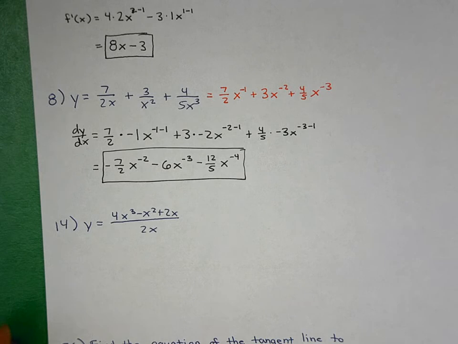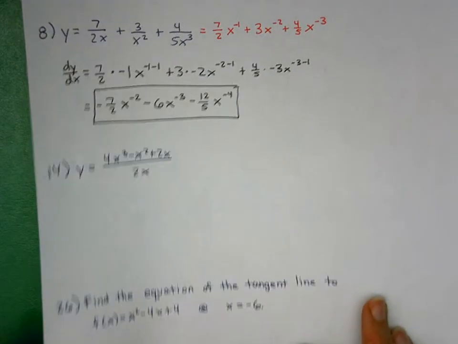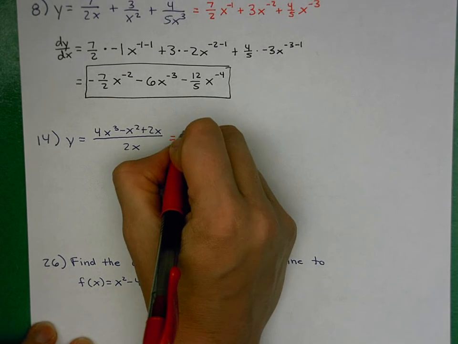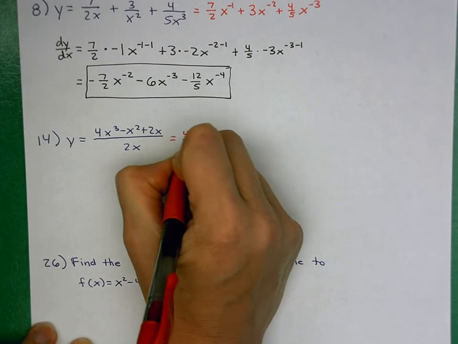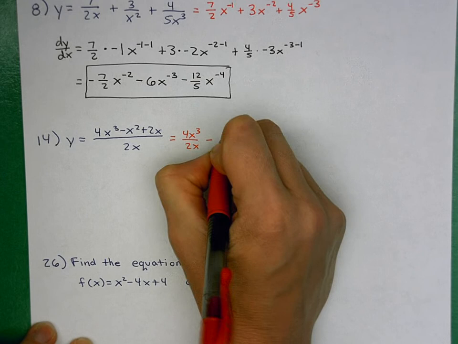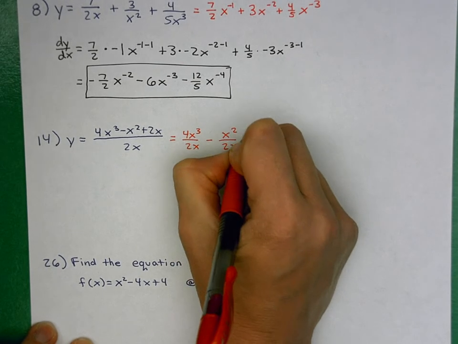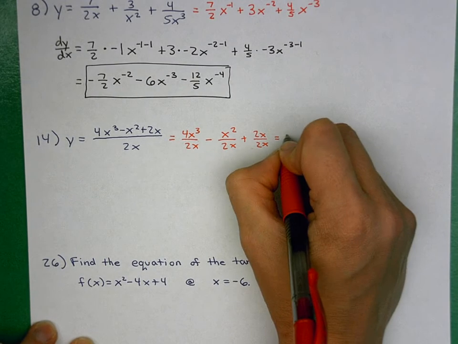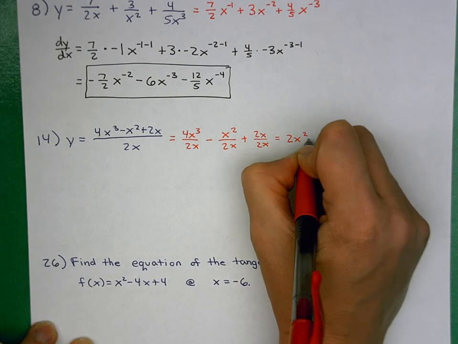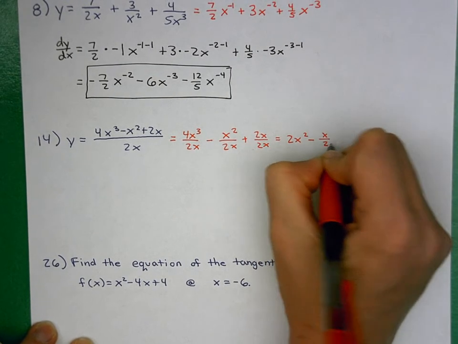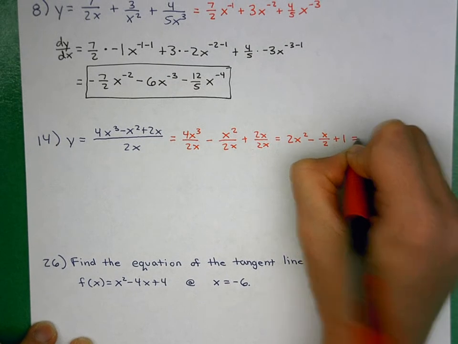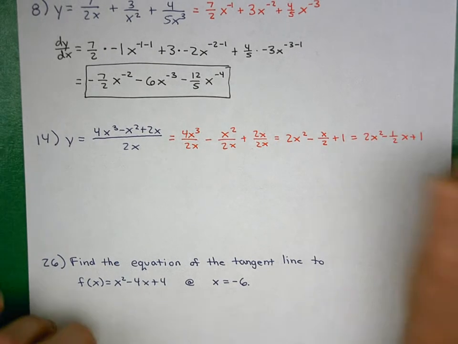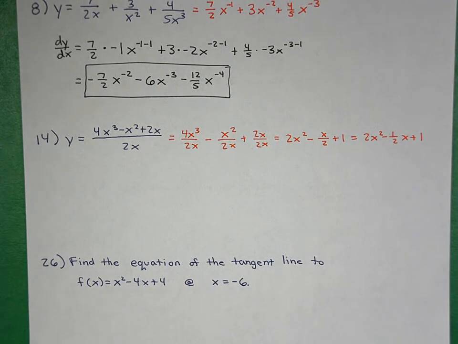Okay, next up we have number 14. Number 14, we have to split the fraction on this one to get it into our power rule form. Okay, so this is 4x cubed over 2x minus x squared over 2x plus 2x over 2x, which is 2x squared minus x over 2 plus 1. Or 2x squared minus 1 half x plus 1, whichever one you prefer, right?